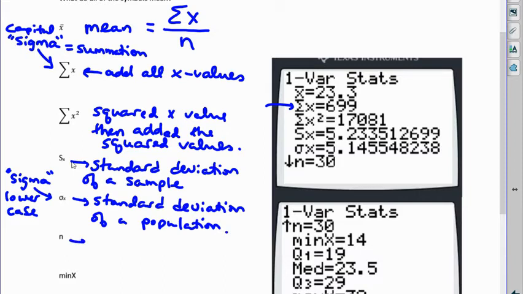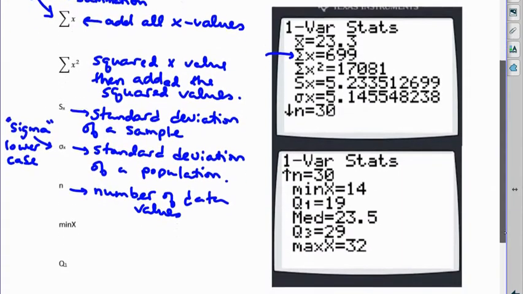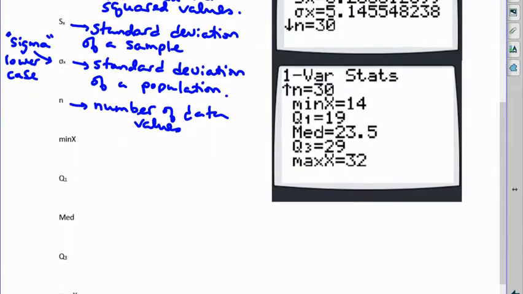N is the number of data values, count of them. Remember, we had 30 babies. The min X, that's the minimum number of babies in our data set. So that's the minimum value in the data.